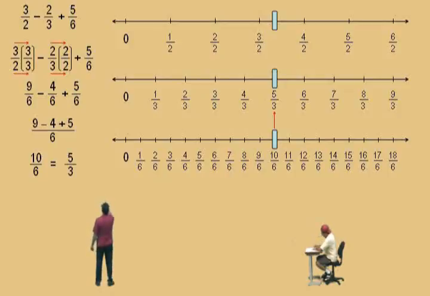And what's 10 divided by 2? 5. That's right. And 6 divided by 2? 3. So our answer is 5/3, and that's reducing a fraction. We'll talk more about reducing fractions in a future video. But that's our answer there. Okay, that was fun. Let's do another one.